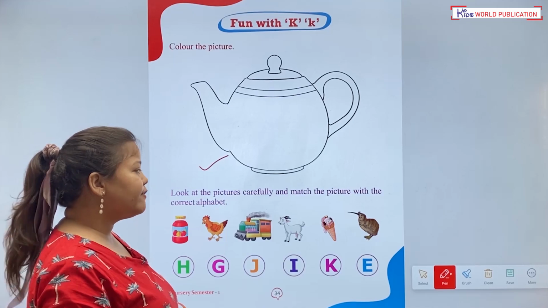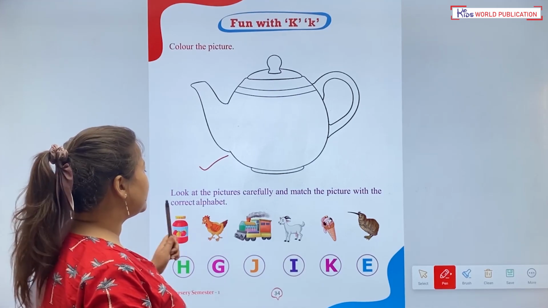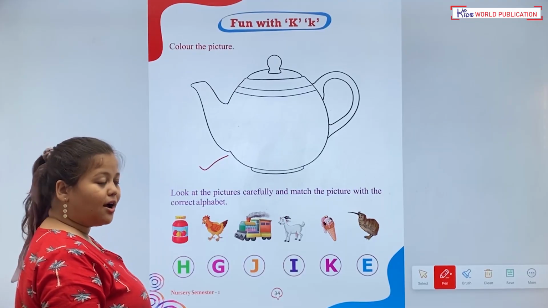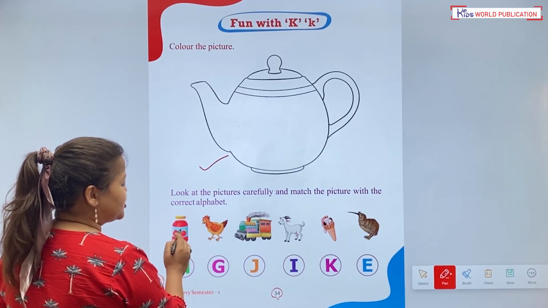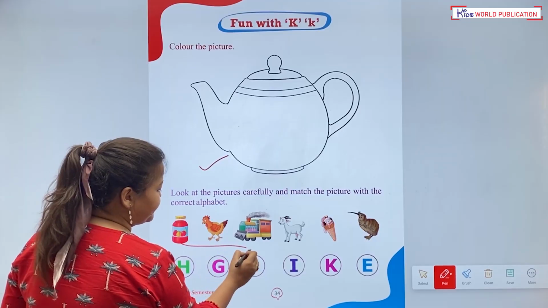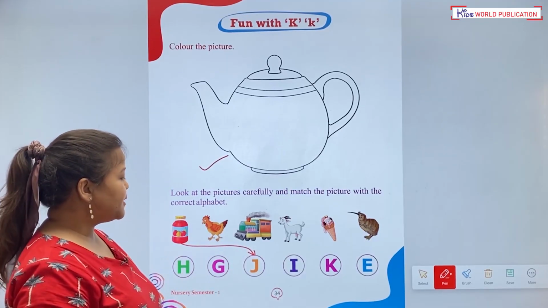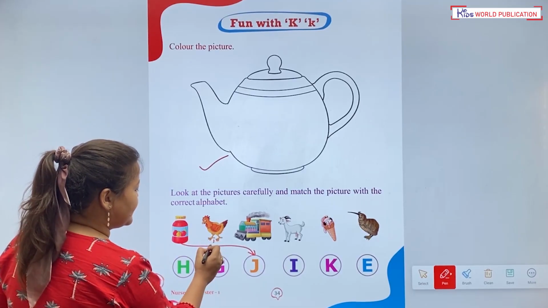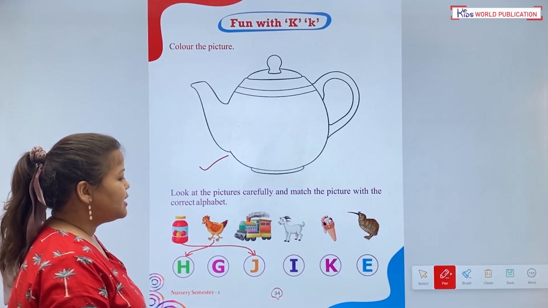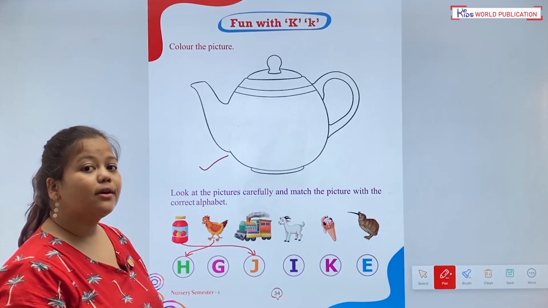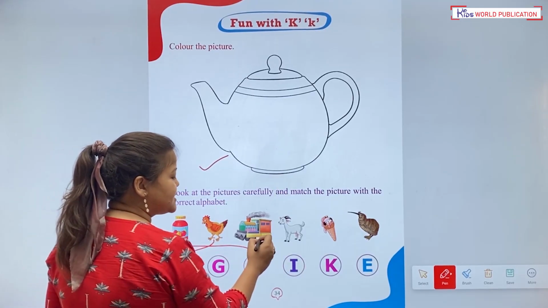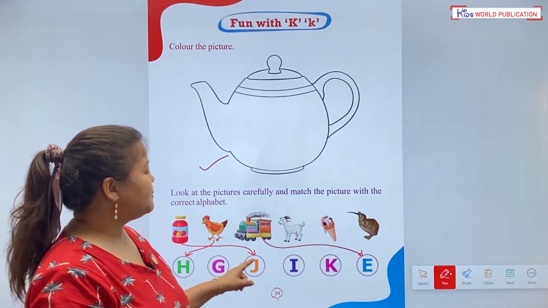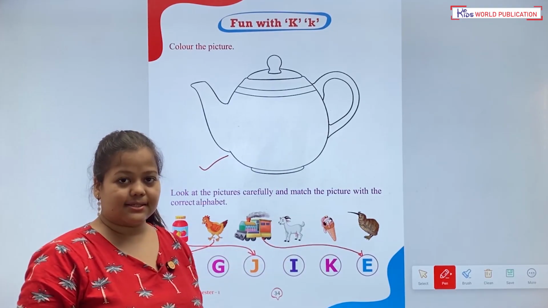Look at the pictures carefully and match the picture with the correct alphabet. So, kids, this is the picture of jar. We will match the picture with letter J. This is the picture of hen. We will match the picture with letter H. This is the picture of engine. We will match the picture with letter E. So kids, like this you will complete the rest of the answers.